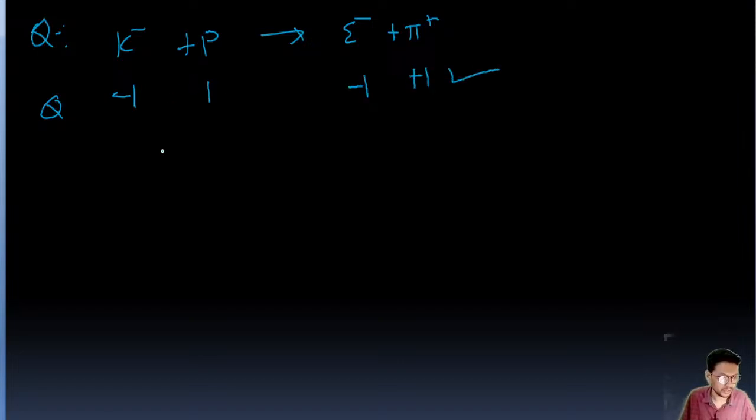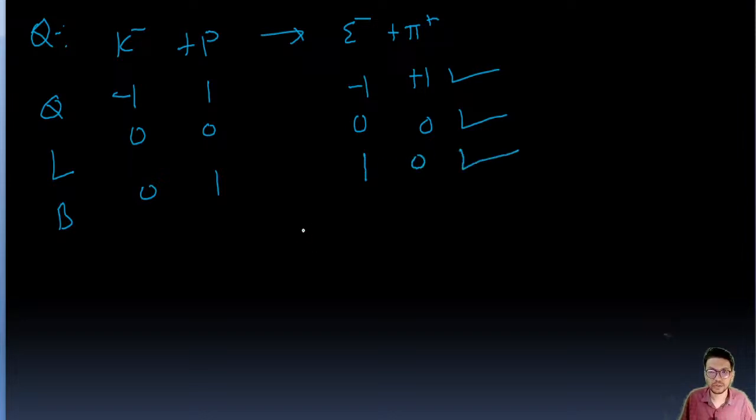This is conserved. Now we'll check lepton number. None of these is a lepton, so this is conserved. Now we'll check baryon number. This is a baryon, this is 0. In the chart, this is a baryon, this is 0. So this is conserved. Now we have to check isospin.